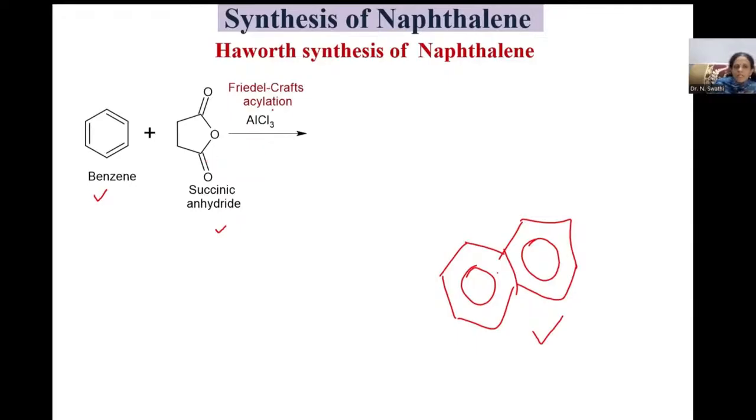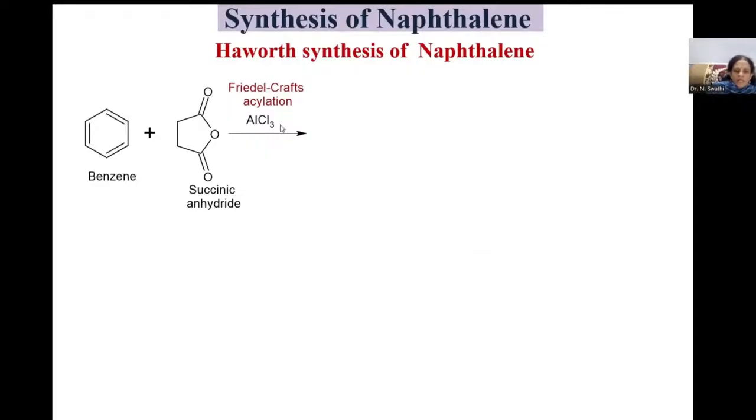First step is Friedel-Crafts acylation reaction between benzene and succinic anhydride in the presence of aluminum trichloride. Friedel-Crafts acylation reaction of benzene is already discussed in the earlier module. In all Friedel-Crafts reactions, aluminum trichloride is used as one of the catalysts, and because it is an acylation reaction, here an acyl group containing molecule is taken, which is nothing but the anhydride.